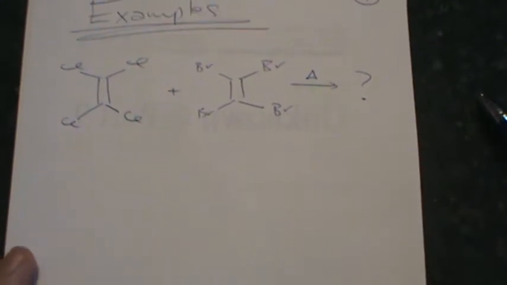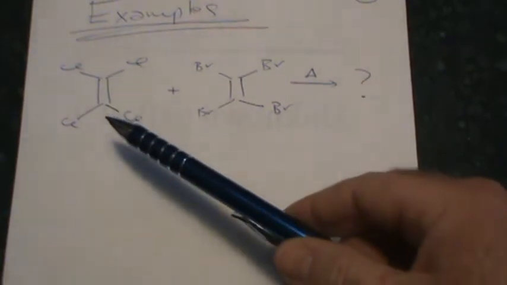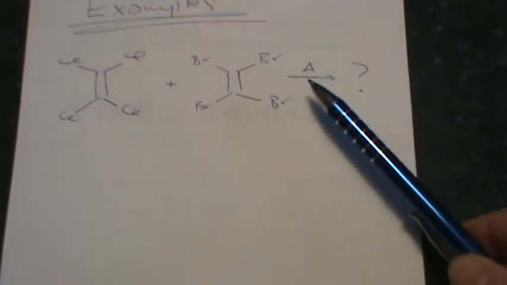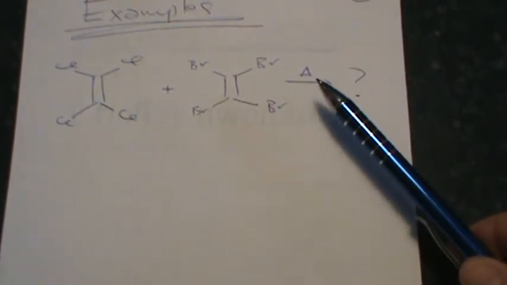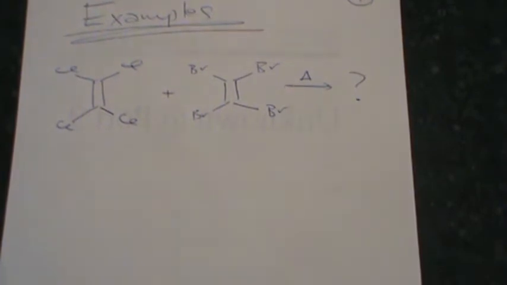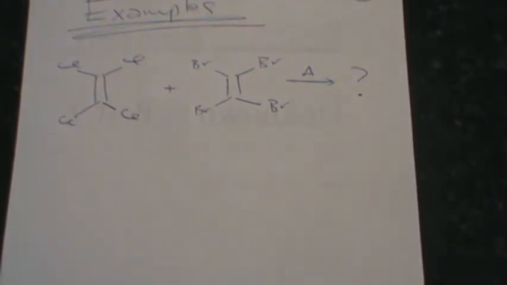Let's start with this reaction. Here I have two different ethylenes. The first one is a tetrachloroethylene, and the second is a tetrabromoethylene, and I'm going to run this under thermal conditions, and you can tell it's thermal because I've got my triangle there, which implies heat. And there's no evidence of a photochemical reaction.